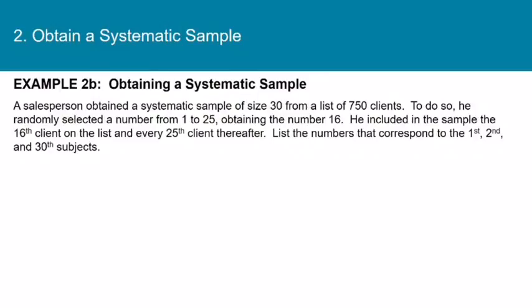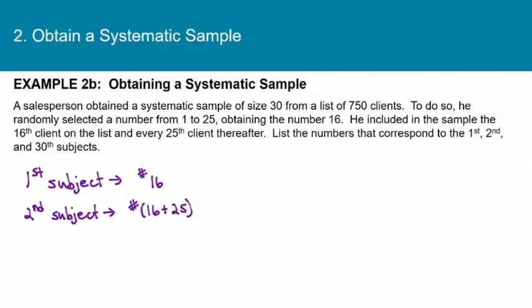Okay, so I hope you can see that we were given P and K here. We don't have to calculate them ourselves. He's going to be choosing every 25th client, so that number is K, and he's going to be starting with the 16th client, so that number is P. So actually, the first subject is easy because they gave it away. The first subject is client number 16. To find the second subject, we just need to add 25 to that. So the second subject is number 16 plus 25, which would be number 41 on his list.